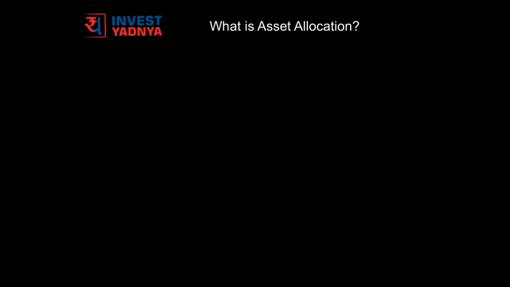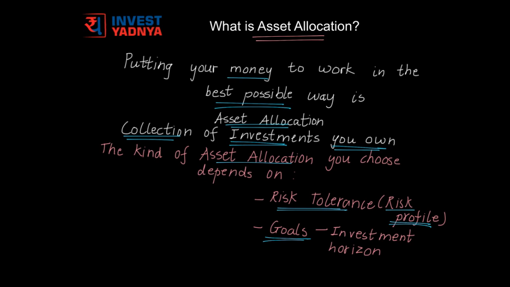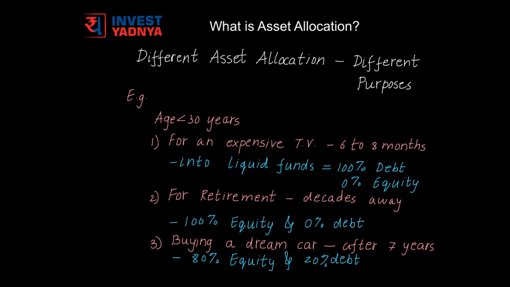Today we are going to see what is asset allocation. Putting your money to work in the best possible way is called asset allocation. It is the collection of investments you own at a given point in time. The kind of asset allocation you choose depends upon your risk tolerance, that is nothing but your risk profile, your goals, and their corresponding investment horizon.